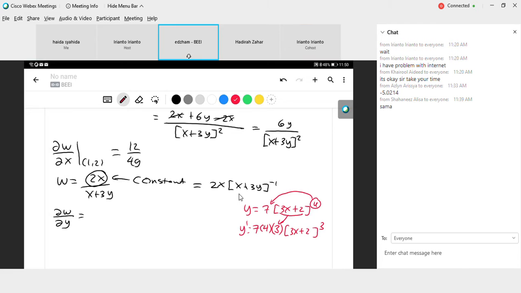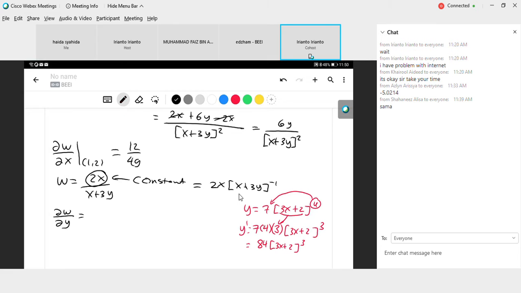Chain rule, from last semester, not from this semester. Anyone remember it? If you forgot, check again your lecture notes from last semester. 7 times 3 times 4, 7 times 12, 84, times (3x plus 2) to the power of 3.